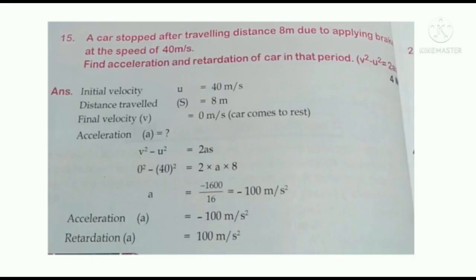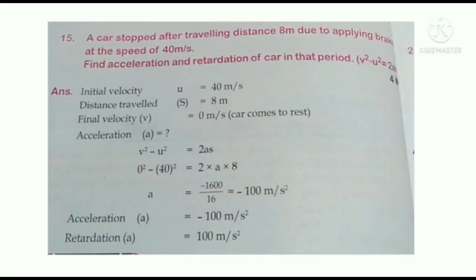When we calculate minus 1600 by 16, what comes? Here the minus symbol comes the same. 16 ones, 16 hundreds. So that is equal to minus 100 meter per second square. So, acceleration a is equal to minus 100 meter per second square.